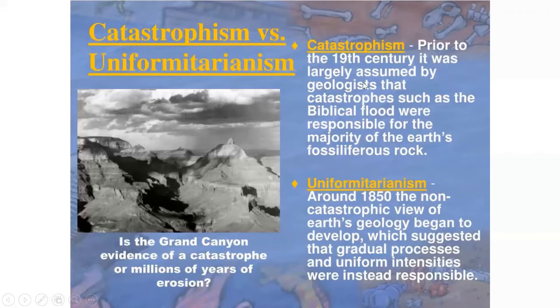It was largely assumed by geologists that catastrophes like the Bible flood were responsible for the majority of the Earth's fossiliferous rock. Okay, so people used to believe that catastrophes caused a lot of all these formations on Earth. Then uniformitarianism came along around 1850, started by James Hutton, and the non-catastrophic view of Earth's geology began to develop, which suggested that gradual processes and uniform intensities were instead responsible.